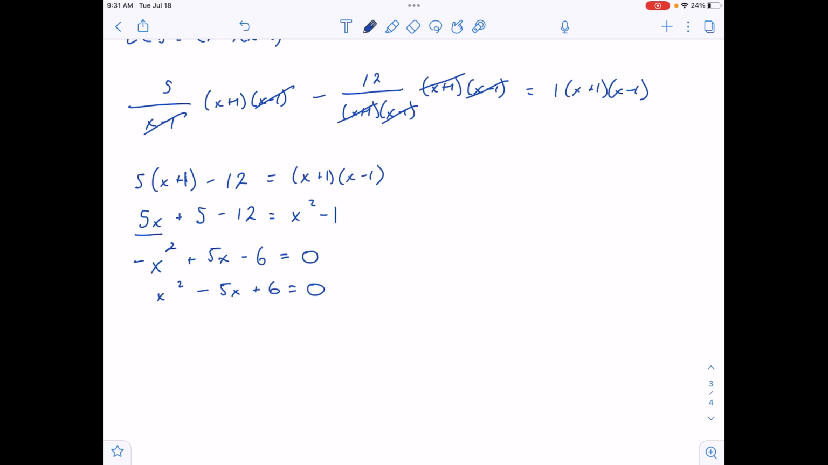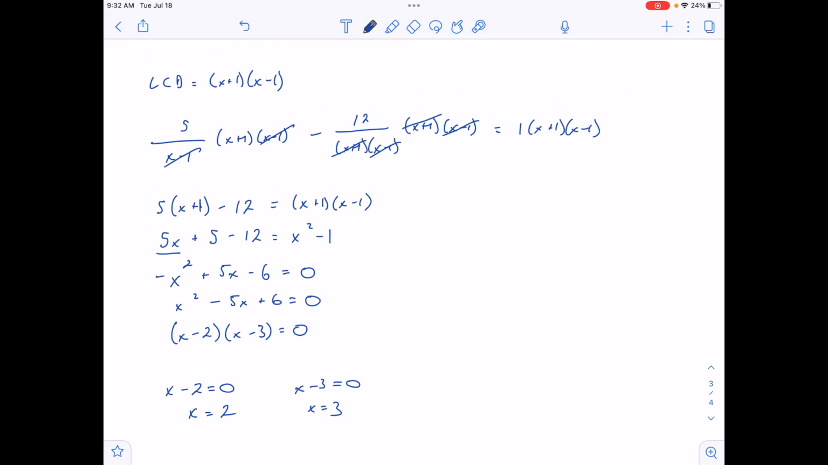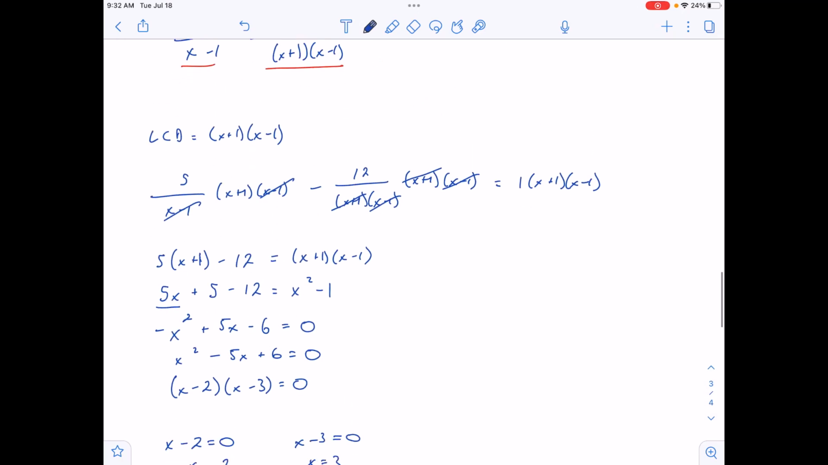So now I'm looking for two numbers that multiplied together equal positive 6 and added together equal negative 5. Those two numbers are negative 2 and negative 3. So I have two possible answers here. It's either that x minus 2 is 0, or x is 2, or x minus 3 is 0, x is positive 3. Sorry, the 2 should be a positive 2. So now I need to check both of these in my original equation.